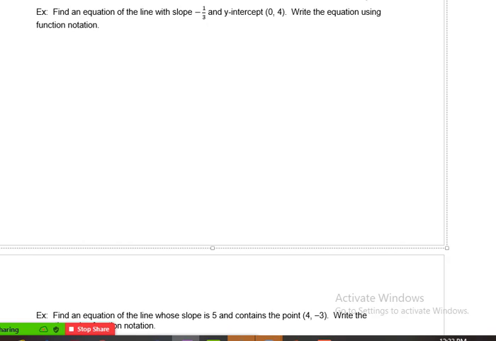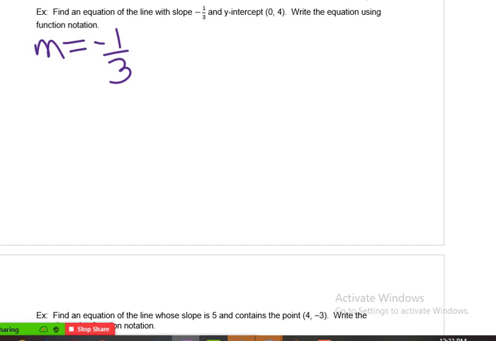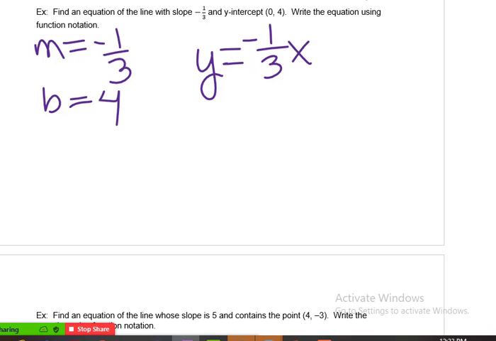All right, so we have our slope. It's -1/3. So I know that m is equal to -1/3. And we have our y-intercept, 0, 4. I know that my b is equal to 4. So when I write my equation, y is equal to mx plus b, so -1/3 x plus 4.